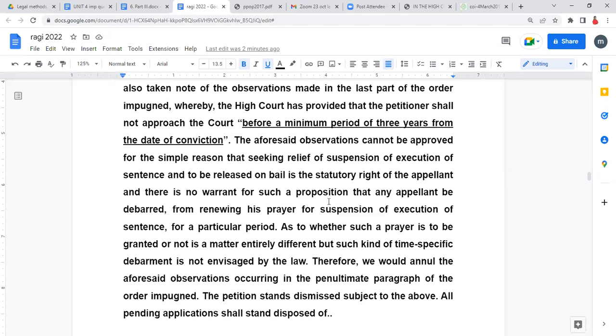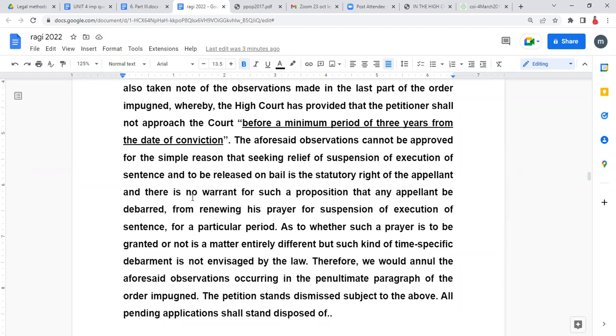So in this case, the person's right to be released on bail against the sentence is a statutory right. We say that bail is a right and refusal is an exception. If there is no valid reason, bail should be permitted. It is a statutory right given to the parties. So the High Court not just violated the statutory right of the person, but also put a bar that until 3 years, you should not come with these kind of prayers for suspension of sentence. That is not a proper decision which the High Court has given.